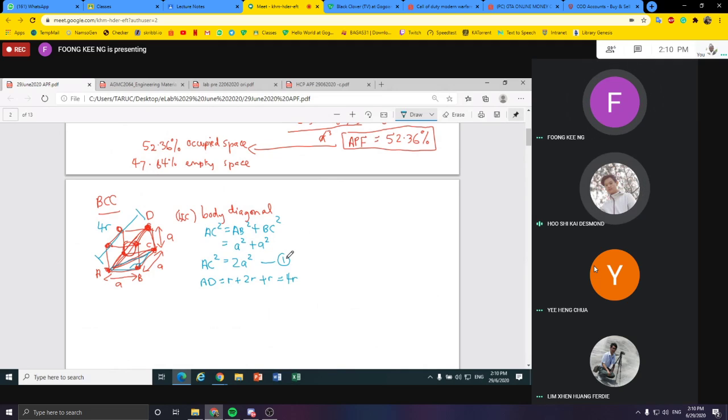So let's look into this triangle. Can you see this triangle? All right, so what do you have here? AD square equals AC square plus ED square. Agree? All right. So AC square, from equation one, is 2A square, plus A square. The AC square is already 2A square, correct? Plus A square.